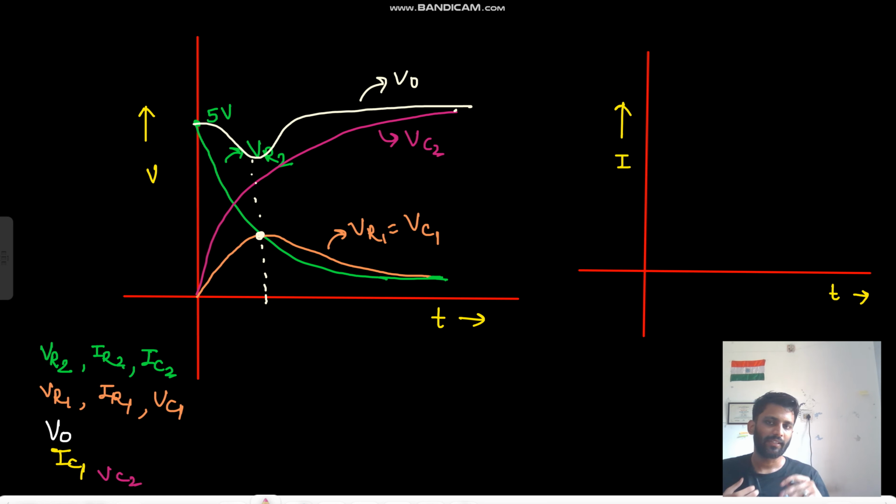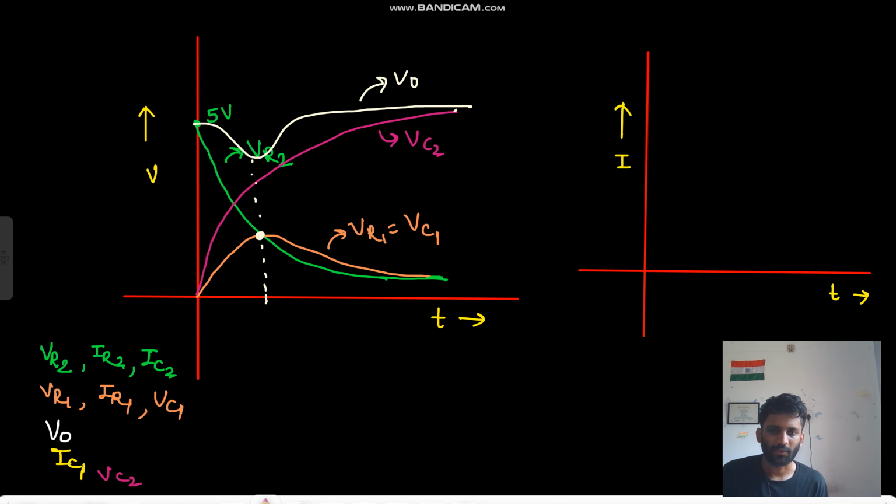Did you understand it completely? V0 starts from 5 volts, decreases, then increases and goes back to 5 volts. VC2 is always increasing from 0 to 5 volts, and VR2 is always decreasing because the current IR2 is always decreasing. VR1 first increases, then after some point it starts decreasing because the capacitor starts discharging. So VC1 starts decreasing, so VR1 also starts decreasing. So this is the waveform.